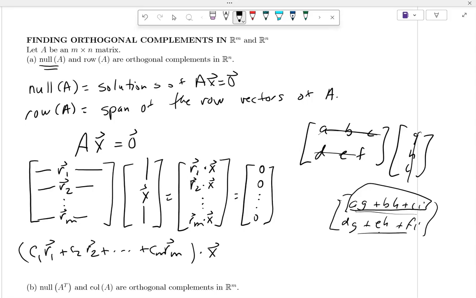Luckily, changing an N to an M is pretty easy. Put another bump on it. Then again, we can distribute the inner product over the sum and pull all the constants out, right? So you'd have C1, R1 dotted with X, C2, R2 dotted with X, all the way out to Cm, Rm dotted with X, and you will get 0, right?